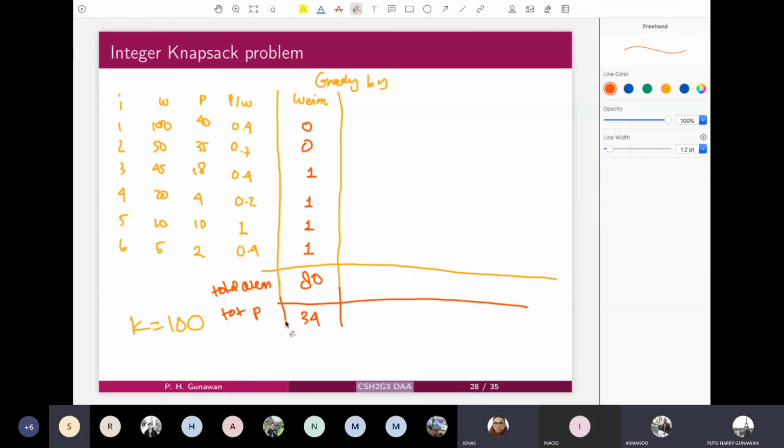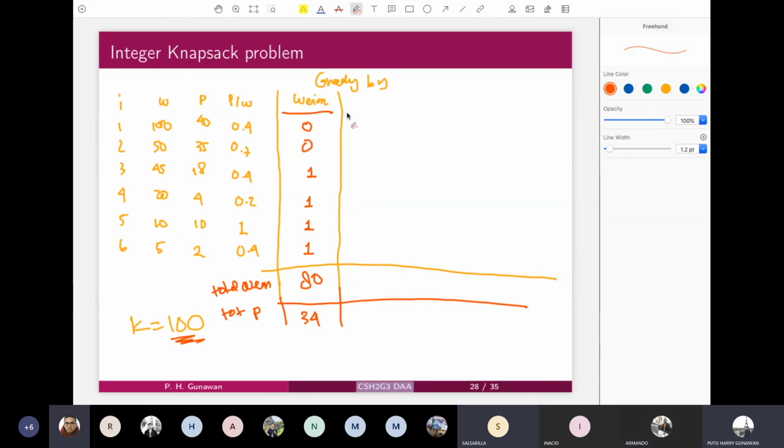Sir, why don't we choose 1 and 2? Oh, the total weight. If you pick item number 2, the total weight exceeds 100. Why do you choose one? Since you want greedy by weight. Greedy by weight is you need the smallest one. Pick the smallest, not the highest.